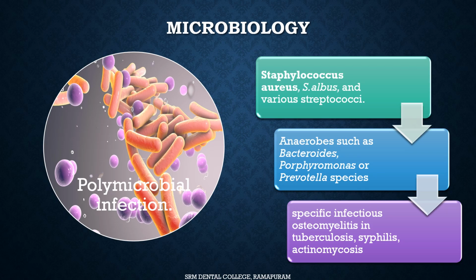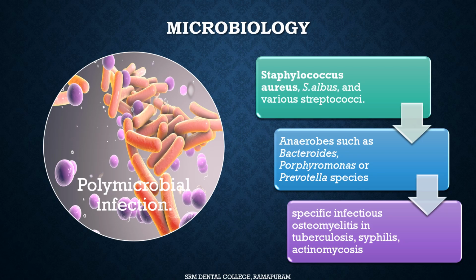Acute suppurative osteomyelitis is a polymicrobial infection. Multiple microorganisms are involved in the cause of these infections. The ones most commonly noted are the staphylococcal as well as the streptococcal species, for example, Staphylococcus aureus and Staphylococcus albus. Certain anaerobic organisms are also involved in this infection, including Bacteroides, Porphyromonas as well as Prevotella species.